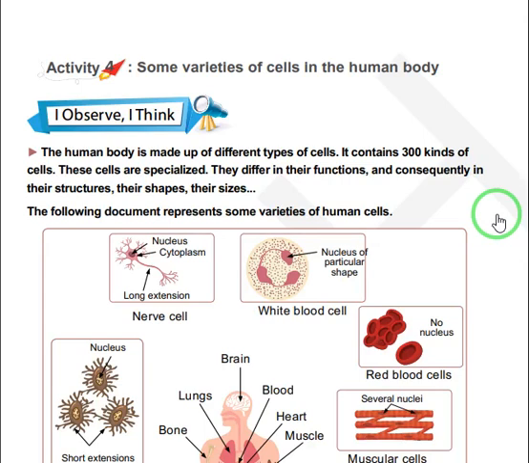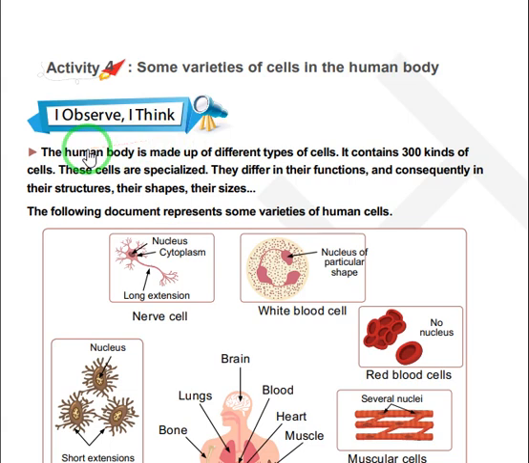Good morning, grade 6. Today you are going to start with activity 4, which is about some varieties or some types of cells in the human body. As you know, the human body or human organism is composed of different types of cells. So, the human body or human being is a multicellular organism. Multicellular organism means an organism or living being that is composed of several or many cells.